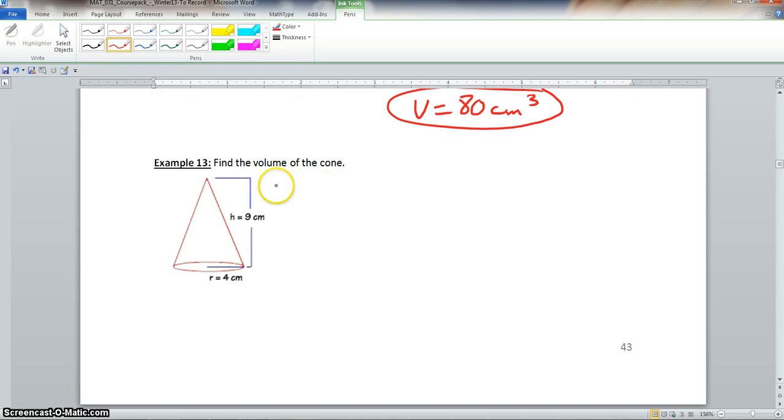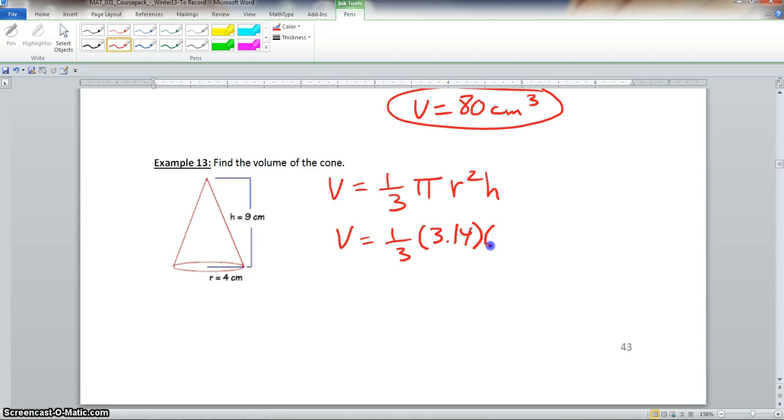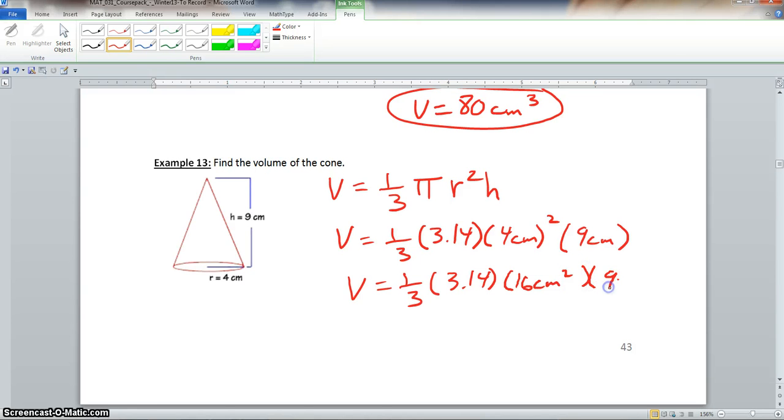Now we scroll down here to example 13, where we have find the volume of a cone. Okay, now the volume is equal to 1/3 of the volume of a cylinder, which is pi radius squared h. So the volume is 1/3 times, we can make pi into 3.14. The radius we know would be 4 centimeters. It's given in the figure, and that's squared, times the height, which is 9 centimeters. So the volume is equal to 1/3 times 3.14 times 16 centimeters squared times 9 centimeters.